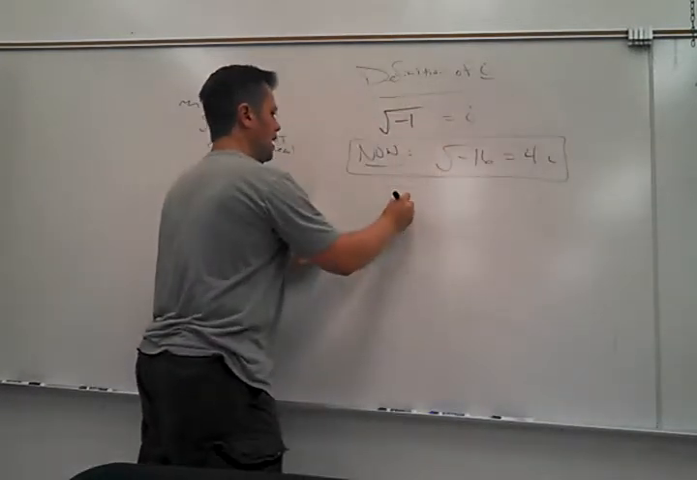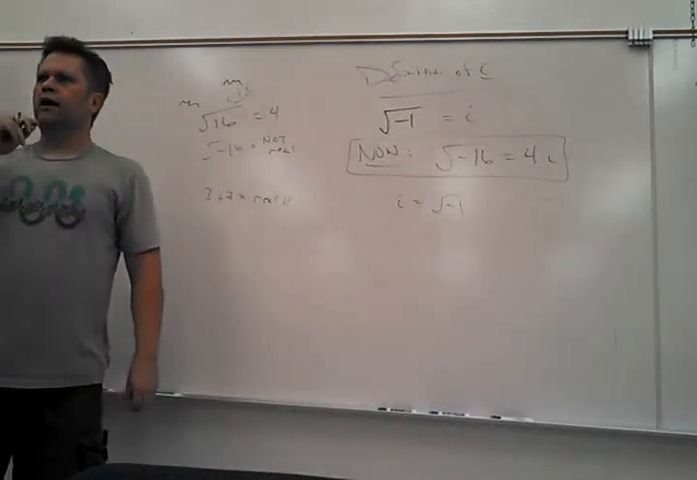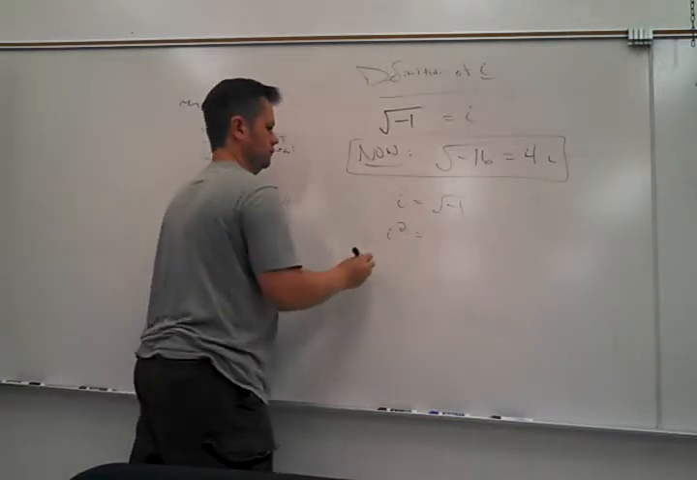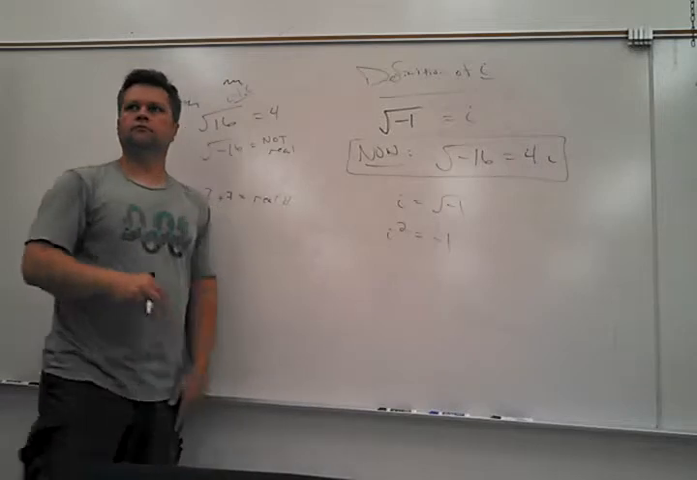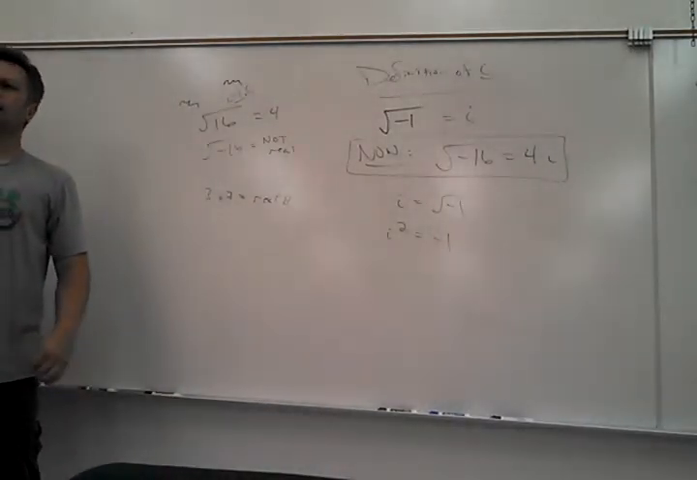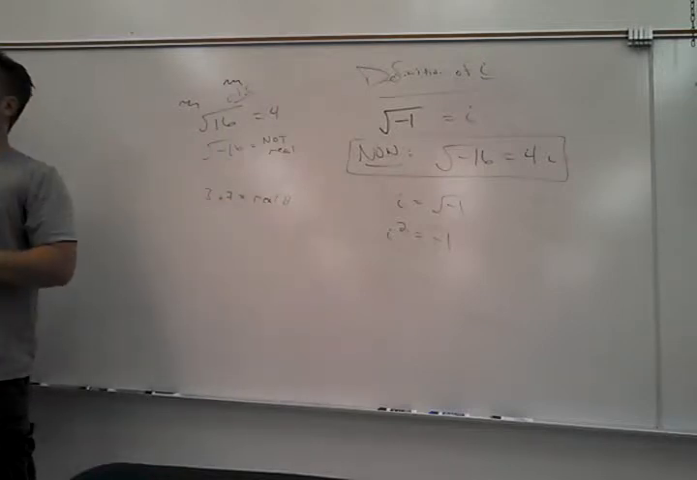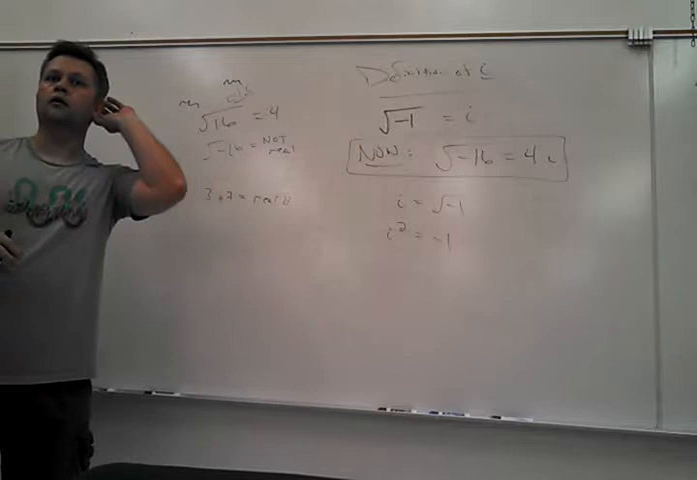But if i is the square root of negative 1, and that's what i is, the square root of negative 1, what's i squared? Negative 1. Neat! So the only kind of number I can square and get a negative answer is an imaginary number. Does it apply for all even roots?